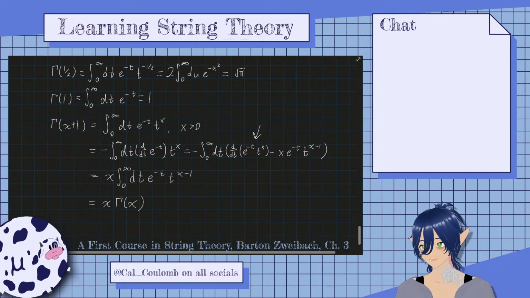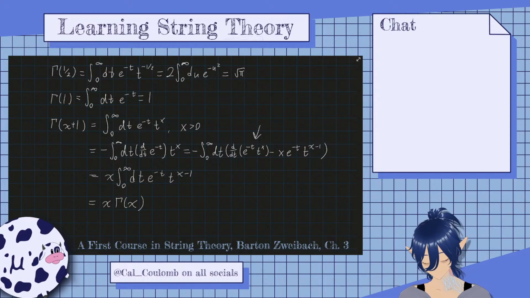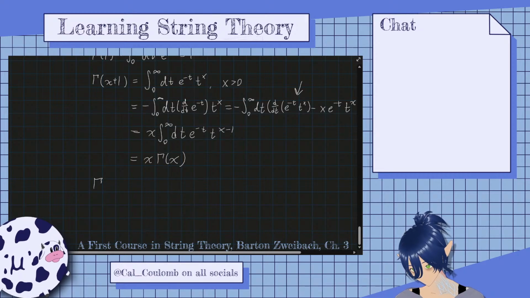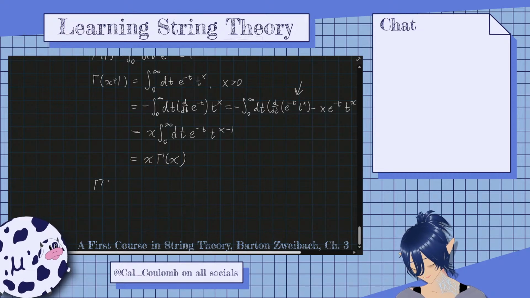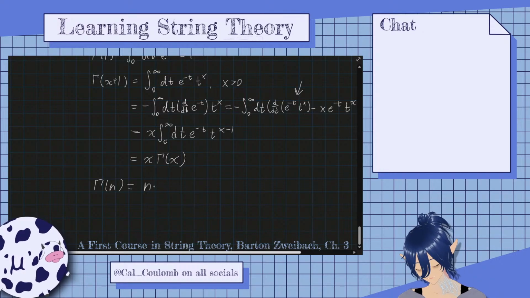For integer arguments, the gamma function is related to the factorial. In fact, I think it's Γ(n) is equal to (n-1) factorial.